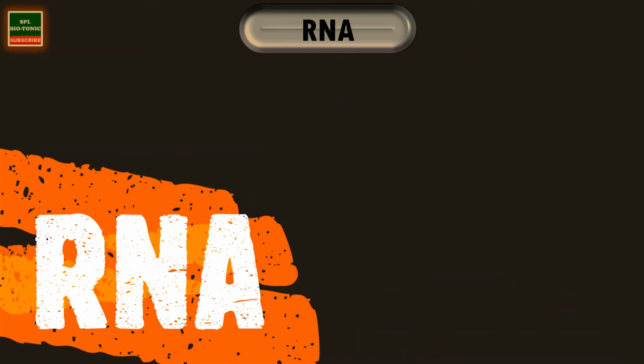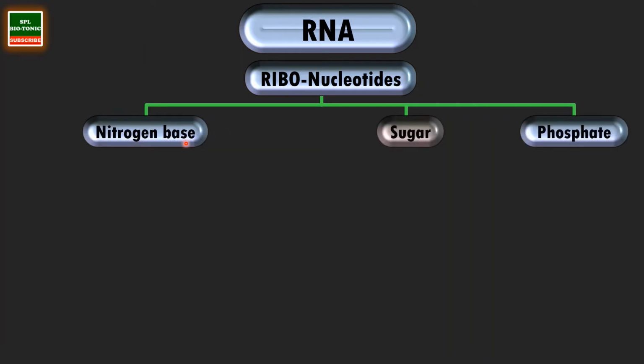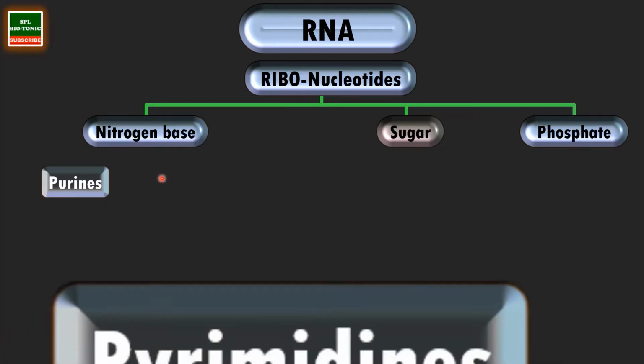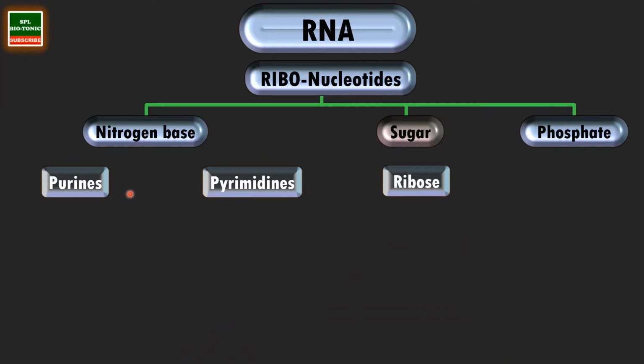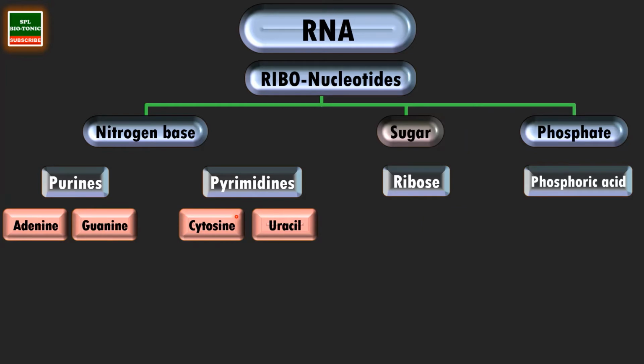Now, RNA is actually made up of ribonucleotides. These ribonucleotides are in turn made up of nitrogen bases, sugar and phosphates. Nitrogen bases in RNA are divided into two main types, purines and pyrimidines, and the sugar present in RNA is ribosugar, and then phosphoric acid is the third part of the ribonucleotide. Now purines are divided into two types, adenine and guanine, whereas pyrimidines are divided into cytosine and uracil.